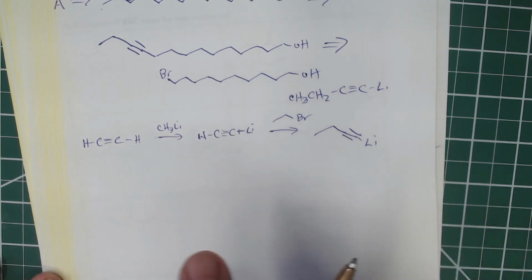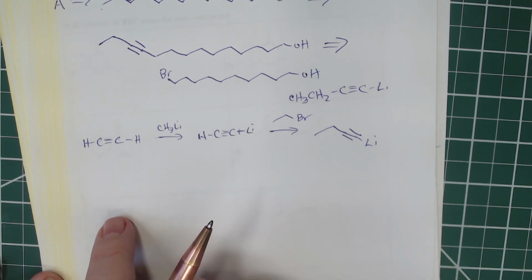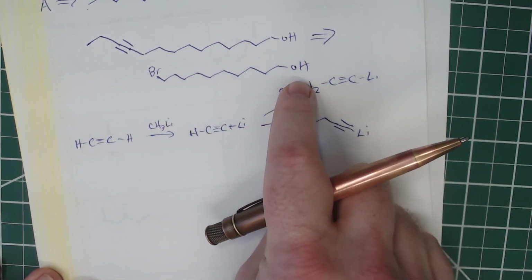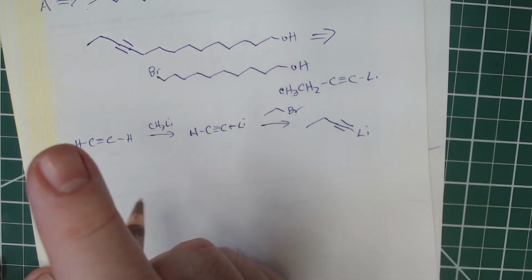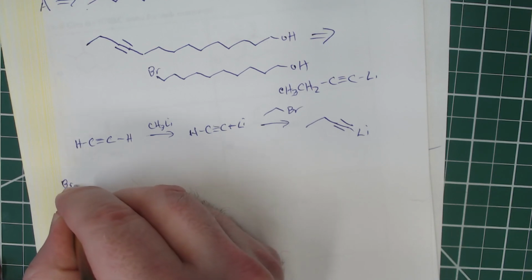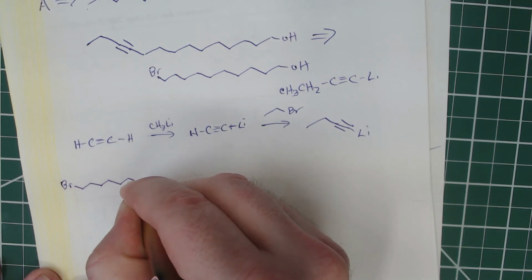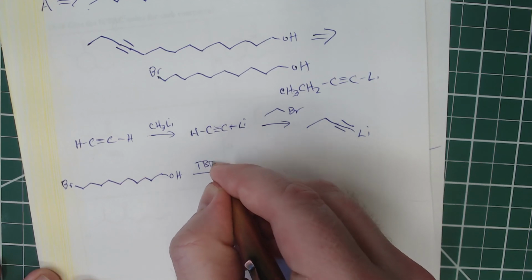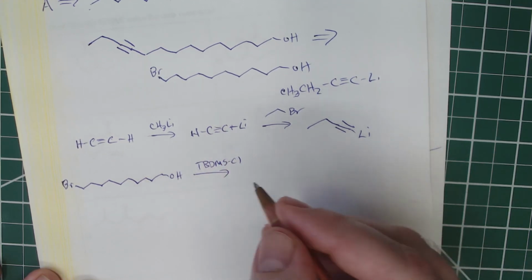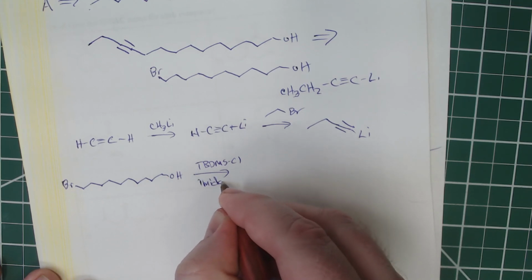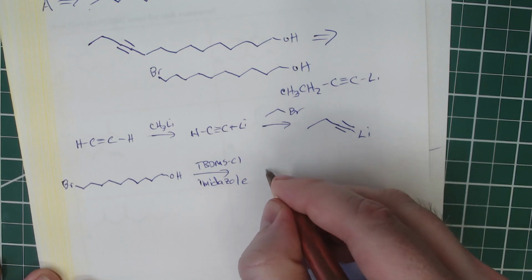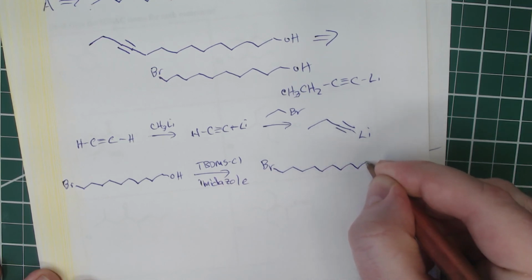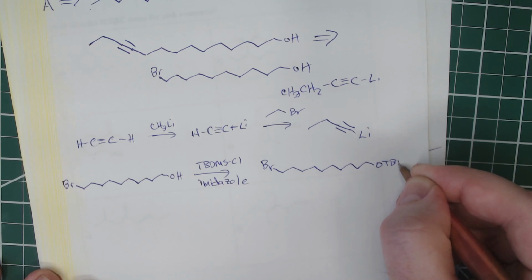Okay, so now let's get this all set up. We're going to take our original compound, which was way up here, which is this bromo alcohol, and we're going to need to protect it before we treat it with this. So we'll take the Br, 1, 2, 3, 4, 5, 6, 7, 8, 9, 10, OH. We're going to treat that with TBDMS chloride and imidazole. And then that is going to give us this, the bromine, 2, 3, 4, 5, 6, 7, 8, 9, 10, O, TBDMS.